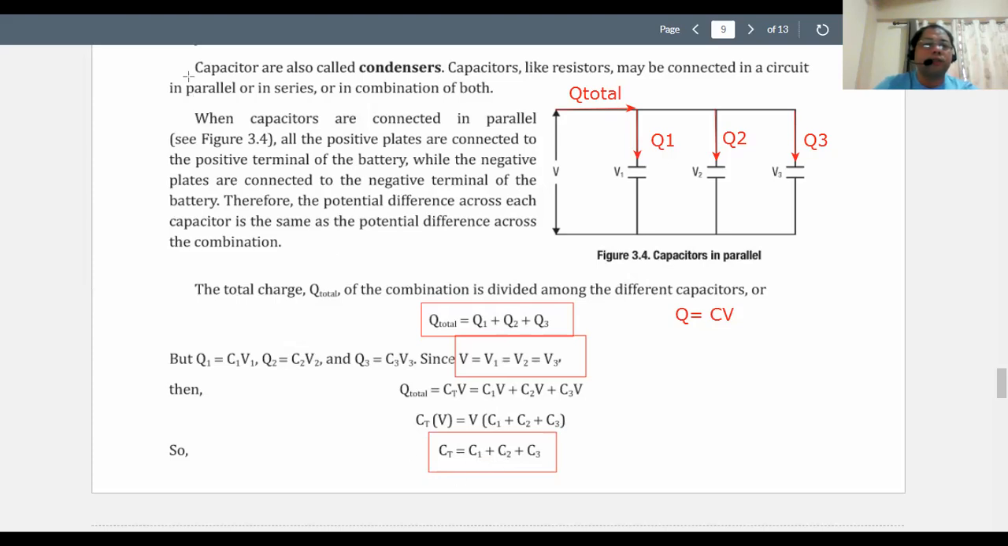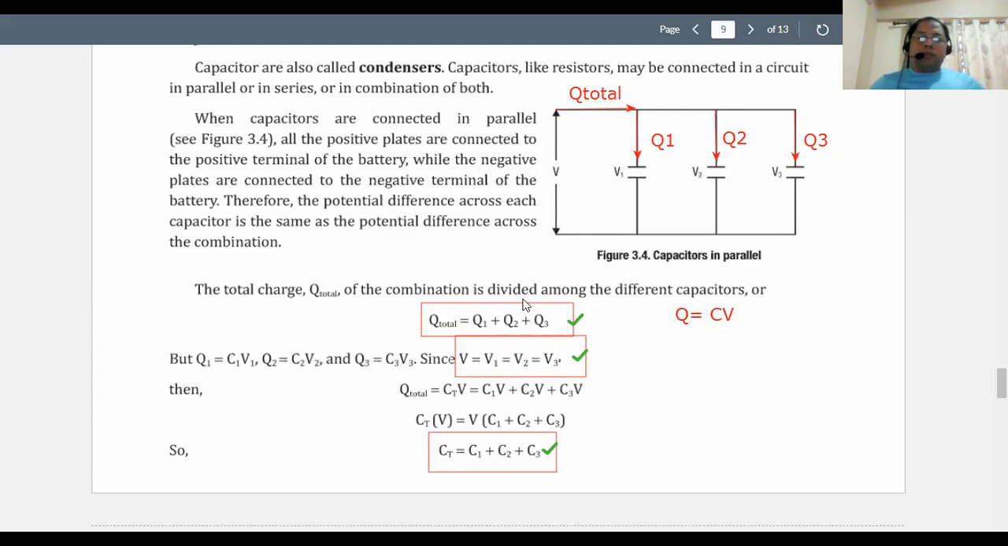Now, please take note of these 3 equations that are useful when we deal with capacitances that are in parallel. So if there are more capacitances added here, like you add C sub 4, C sub 5, then we will just simply add them to our equation.